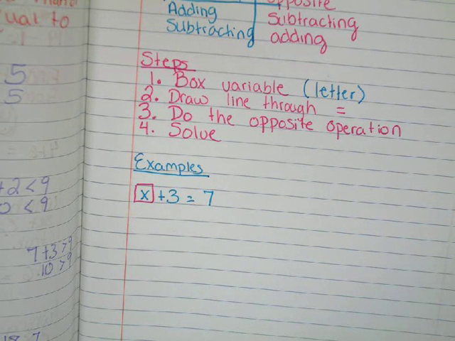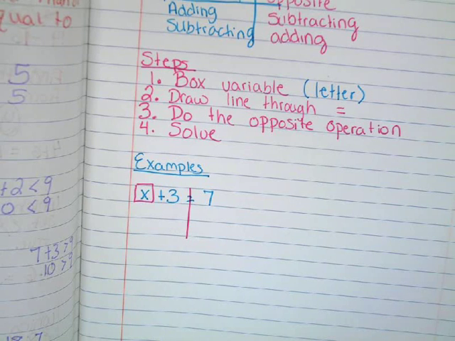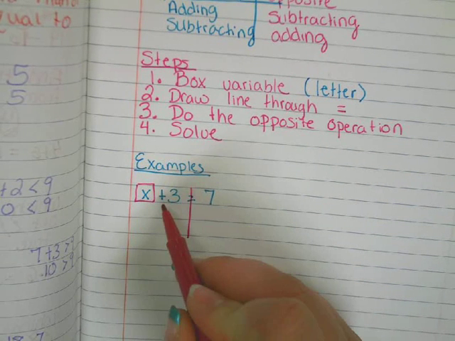Draw a line through the equal sign. So I'm going to draw a line through the equal sign, and I'm going to go down. I usually go down about 2 lines. You might have to go down more sometimes, depending on how big you write. Step 3, do the opposite operation. So it's adding, so the opposite is subtract.